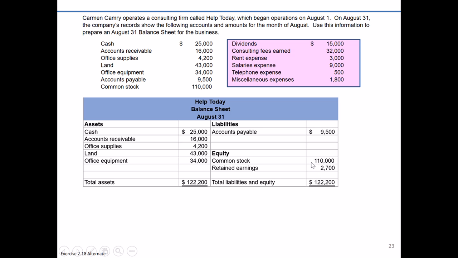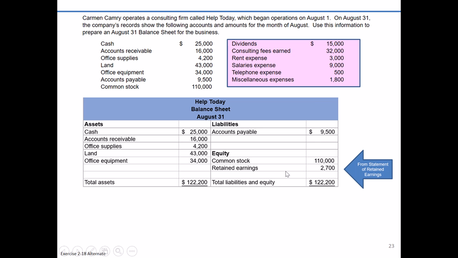If we add our total equity, or owners' claims, to our creditors' claims, so $9,500 plus $110,000 plus $2,700, I do come up to total liabilities and equity of $122,200. So I'm happy my accounting equation balances out. My creditors' and owners' claims balance out to the total amount of my assets.